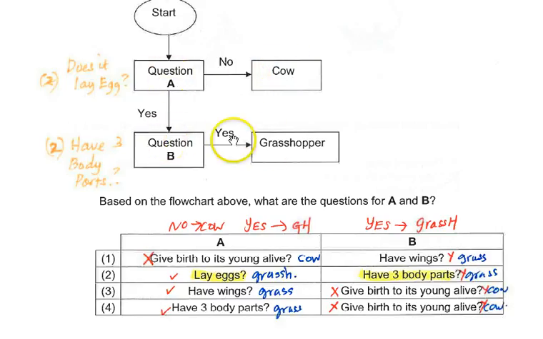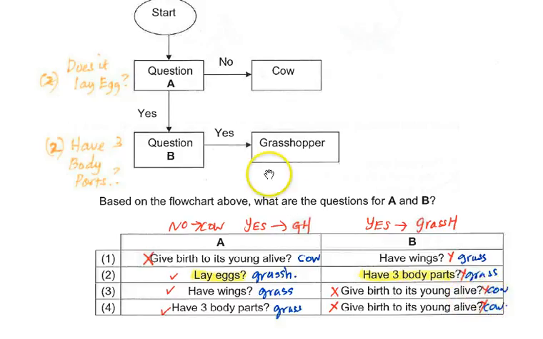Yes. Grasshopper. Lay eggs? Yes. Grasshopper. 3 body parts? Grasshopper. Okay, so the answer is 2 straight away. I can find from here. Double check here. Give birth to young alive.